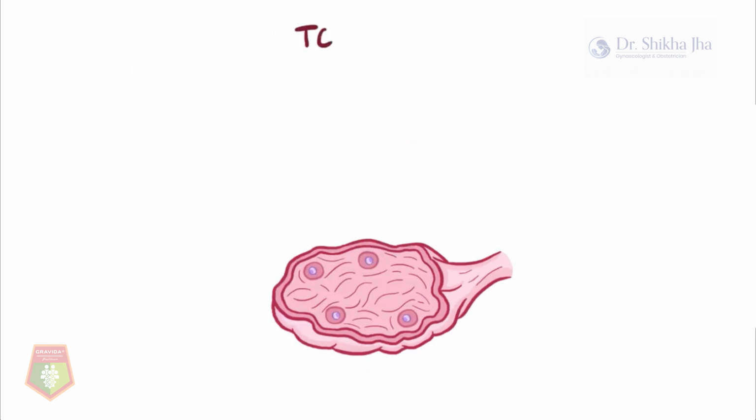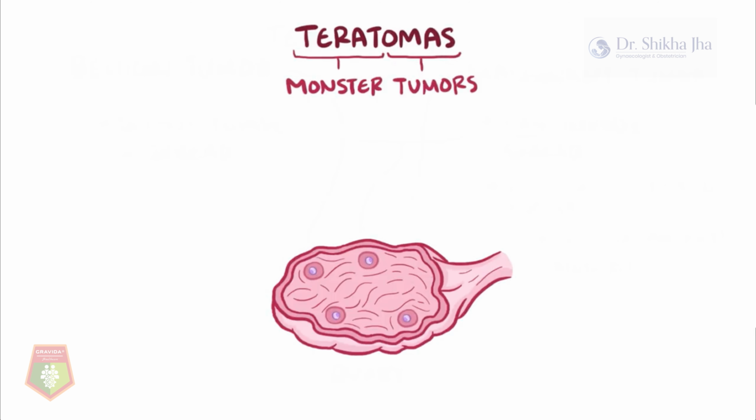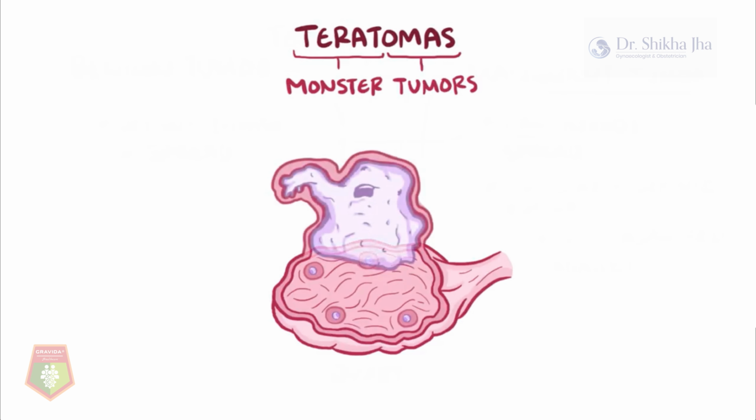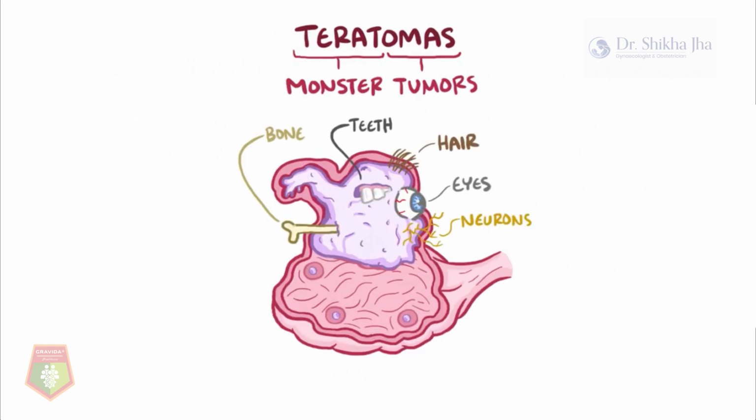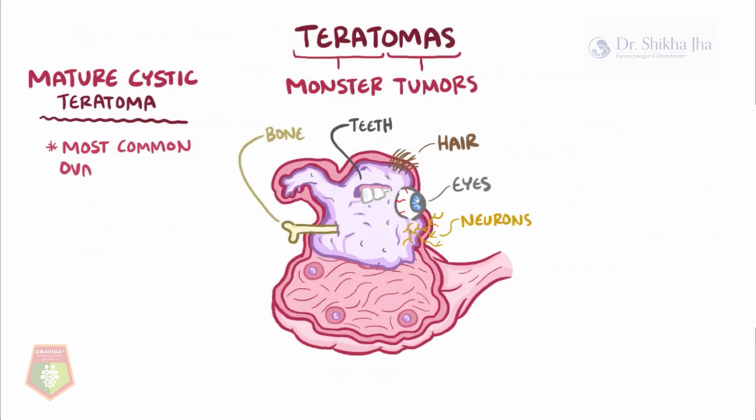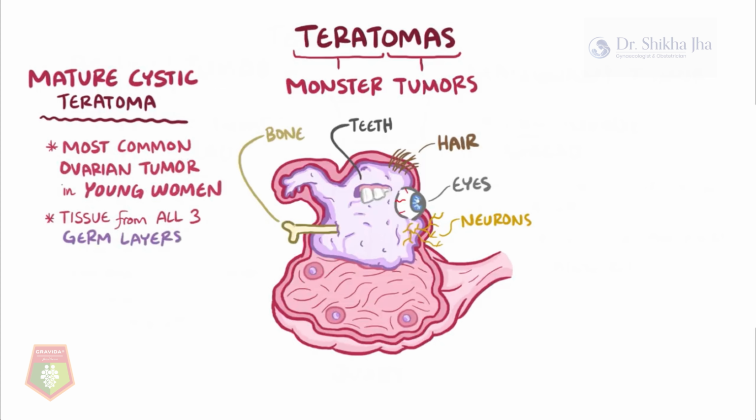The first are teratomas. Terato means monster, and oma is a tumor. So teratomas are monster tumors. And they're called that because they contain all different types of tissues, including hair, eyes, teeth, bone, and neurons. Kind of like a Frankenstein that's got bits of this and that stitched together. Now, there are 2 types of teratomas, and the first are mature cystic teratomas, which are the most common ovarian tumors in young women and are formed from tissue that comes from any of the 3 germ layers.